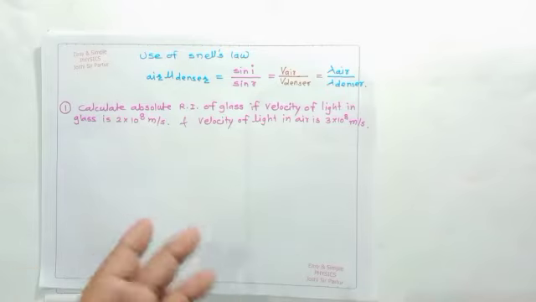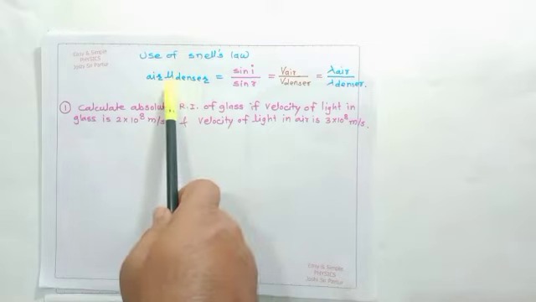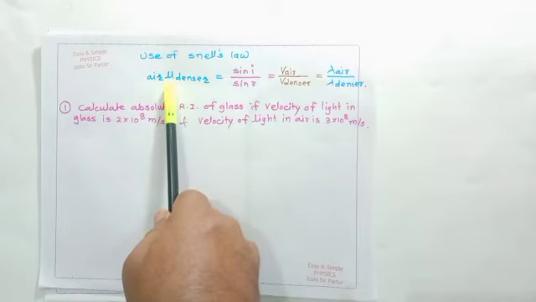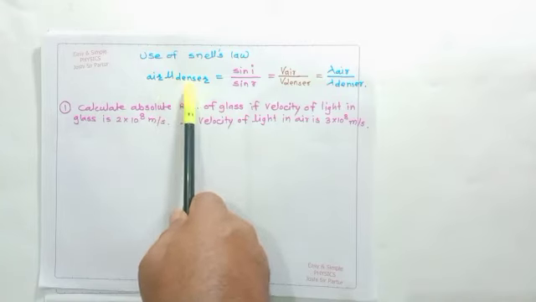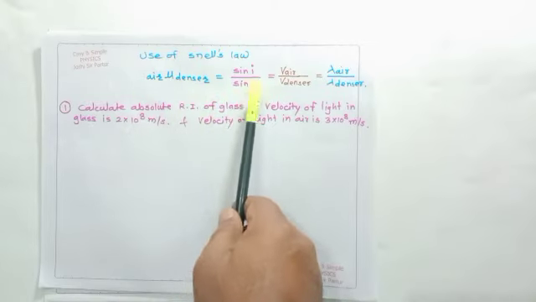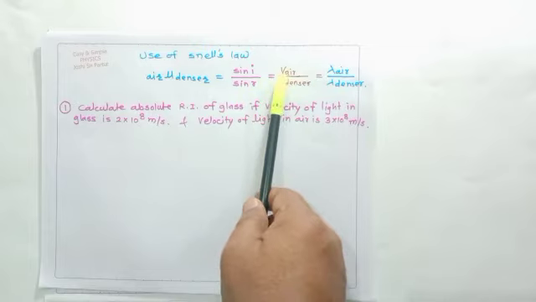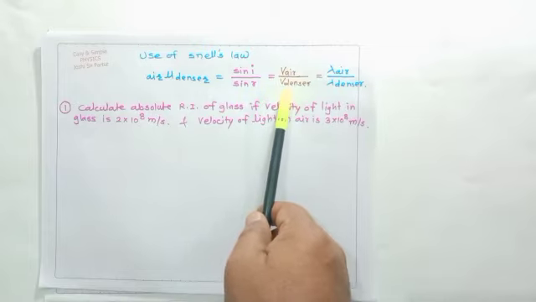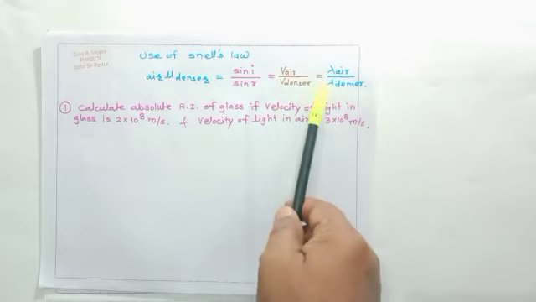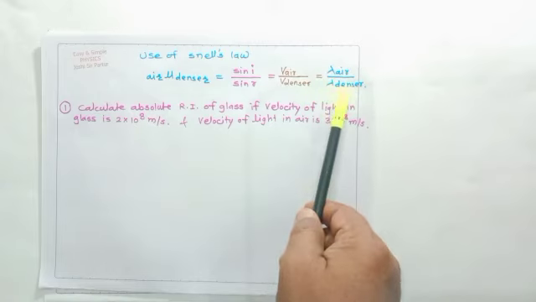Before seeing the example, we can use Snell's law. Using Snell's law, refractive index that can be represented as mu of denser medium with respect to air medium is equal to ratio of sine angle of incidence to the sine angle of refraction, is also equal to velocity of light in air divided by velocity of light in denser, is also equal to wavelength of light in air divided by wavelength of light in denser.